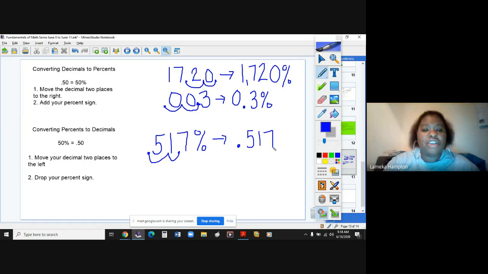Okay. So again, just because you see a decimal in the answer and they want you to convert it to something, that doesn't mean that that's the correct answer. You still have to make sure that you follow those rules.